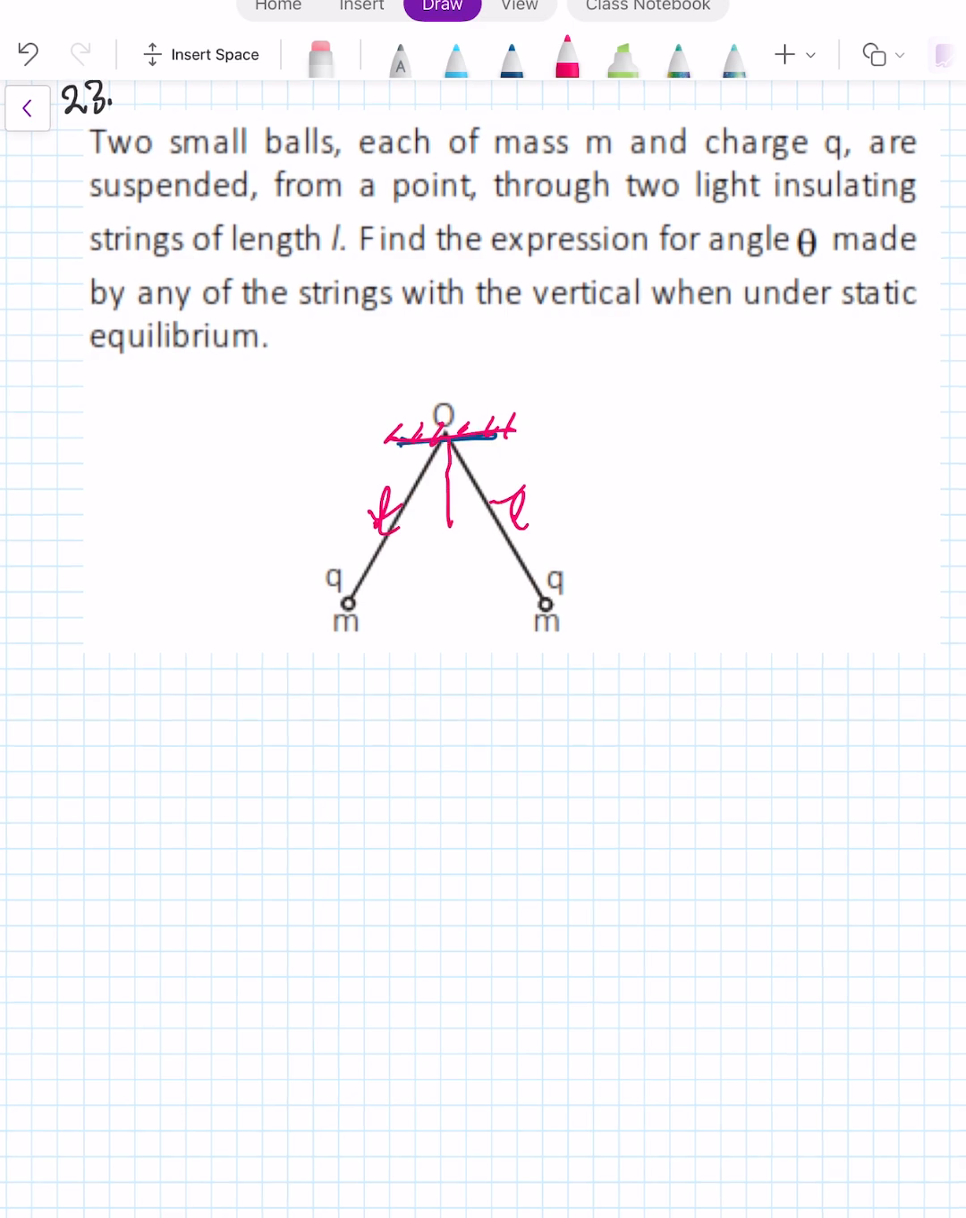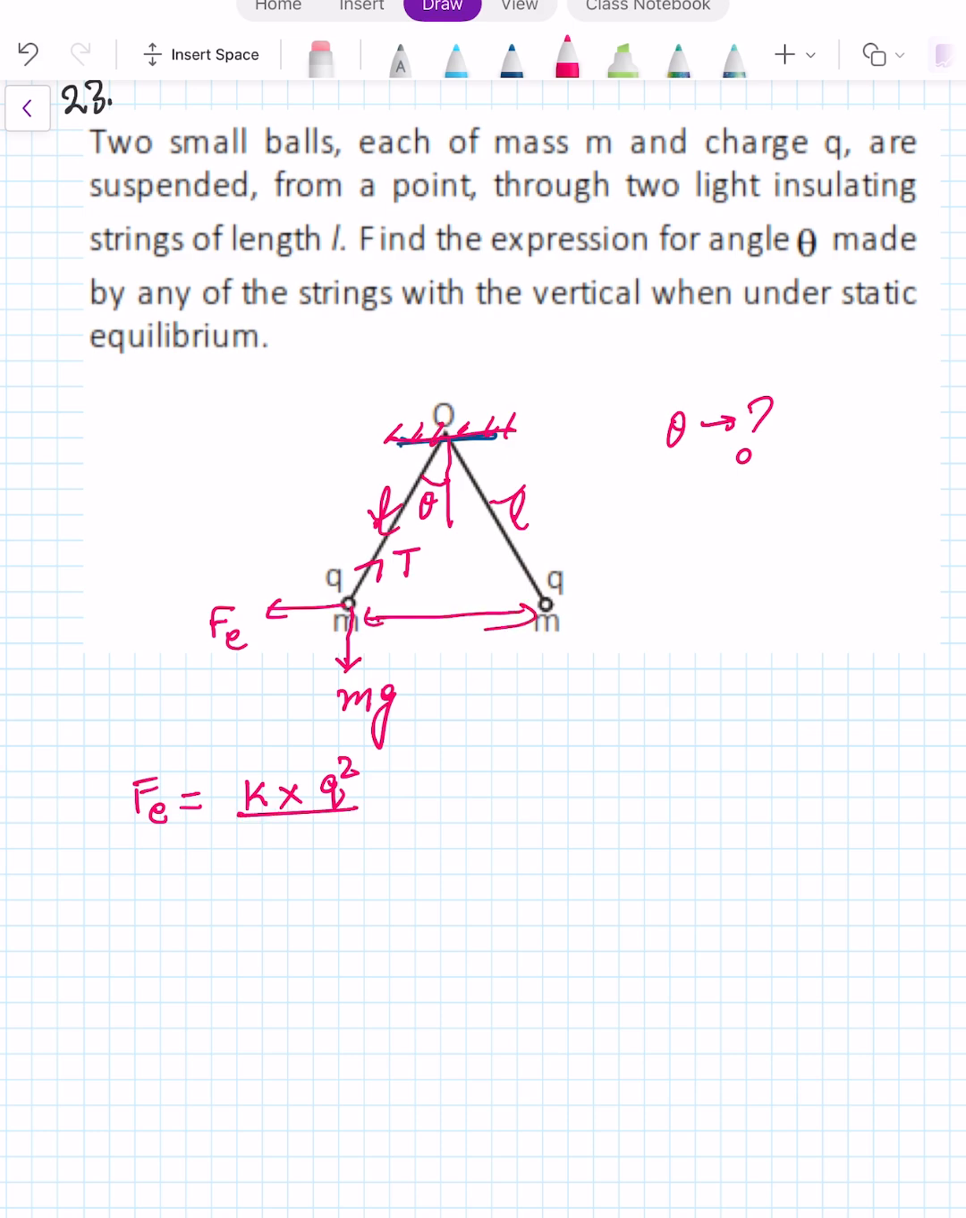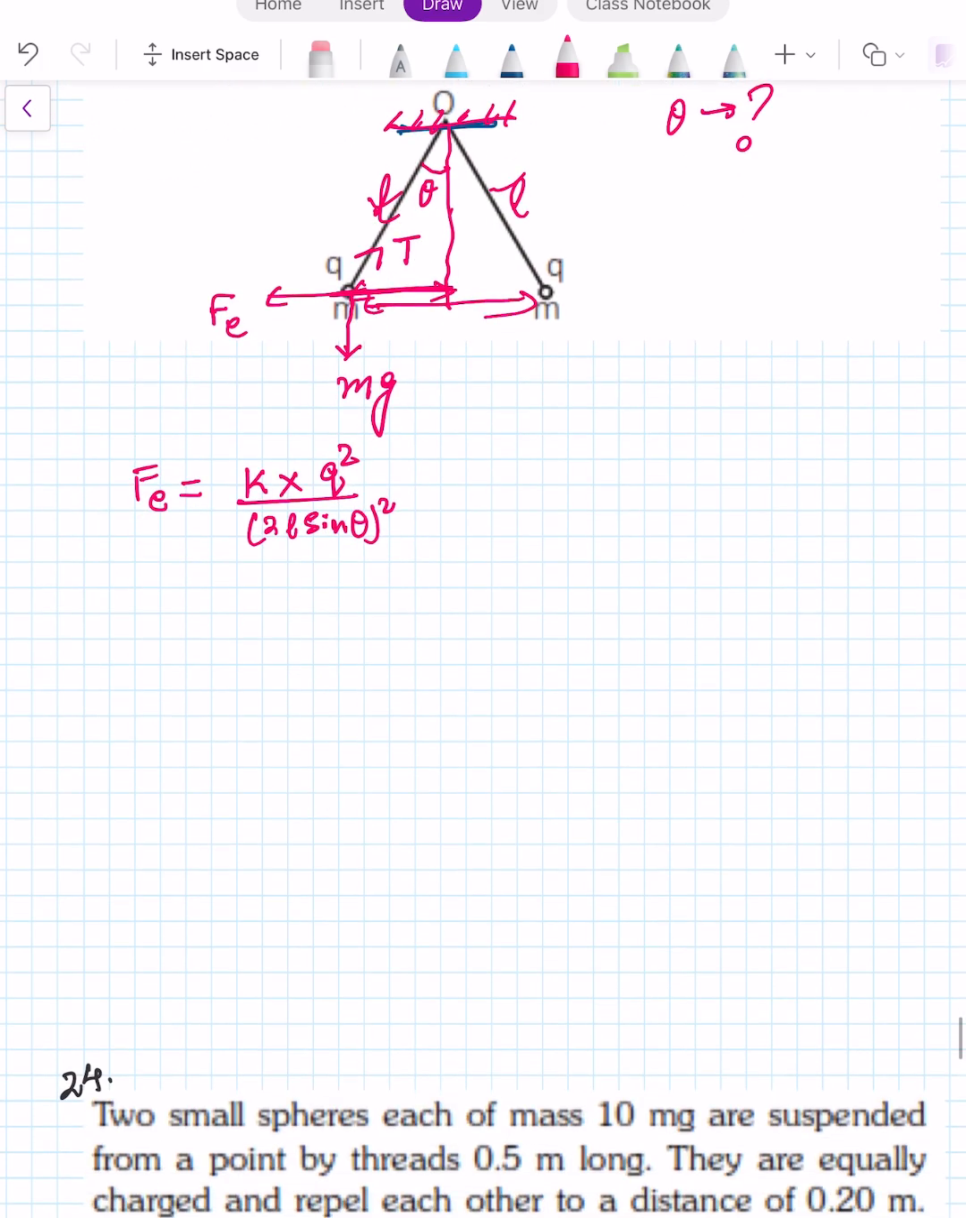They are saying find the expression for this theta, meaning you have to find theta under the static equilibrium condition. So here I am drawing the free body diagram. It is experiencing one force mg, one force the tension in the string, and one force the electric force. Now let's find the value of the electric force: 1 upon 4 pi epsilon naught q1 q2 upon separation squared. Separation means this distance, which is double of this distance, and this is equal to L sine theta. So we can say 2L sine theta whole square. So this is the electric force.